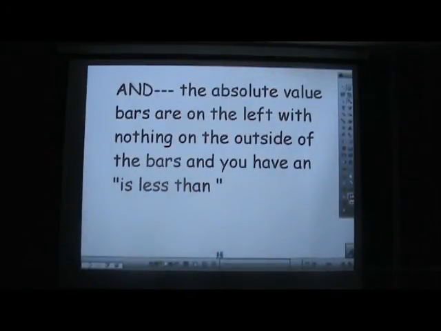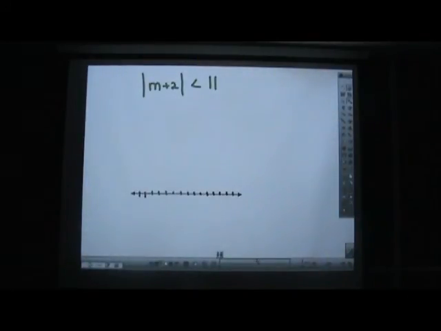If you're going to have the word and as part of your solution, so you're looking for an overlap on your graph, then you're going to start with your absolute value bars, usually on the left, with nothing outside the bars. Everything will be inside the bars, and you have the is less than symbol or is less than or equal to symbol. If the absolute values are over on the right, it's still okay as long as the inequality is pointing towards that absolute value side. Then you still have it is less than or is less than or equal to, referring to the absolute value side. So let's start with the absolute value of m plus 2 is less than 11.